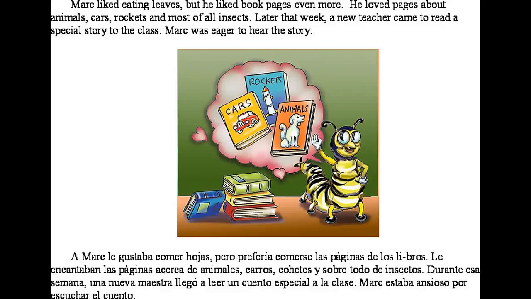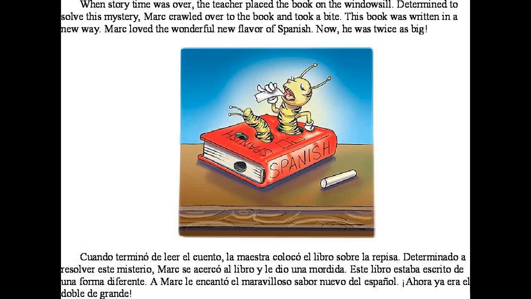He loved pages about animals, cars, rockets, and most of all, pages about insects. Later that week, a new teacher came to read a special story to the class. Marc was eager to hear the story. When story time was over, the teacher placed the book on the windowsill. Determined to solve this mystery, Marc crawled over to the book and took a bite.